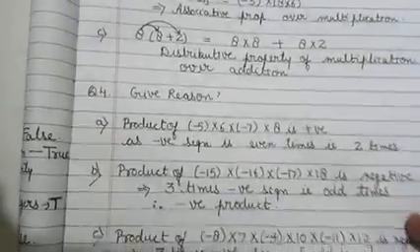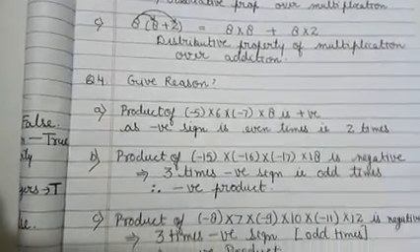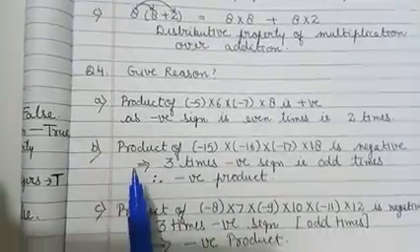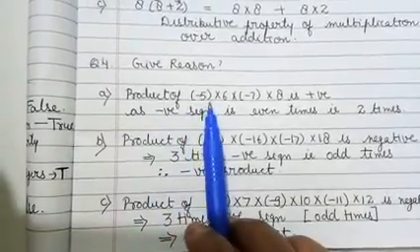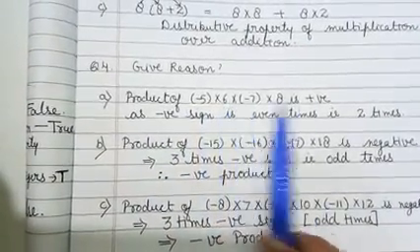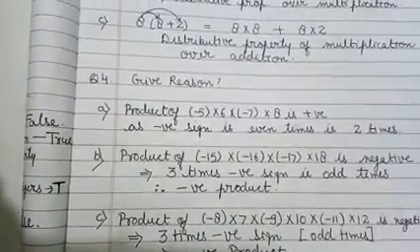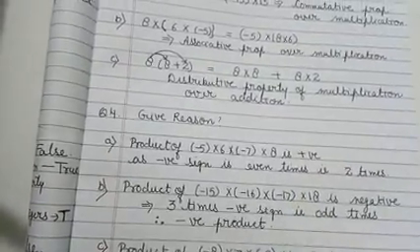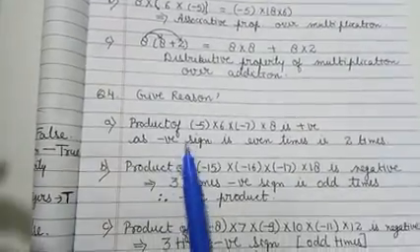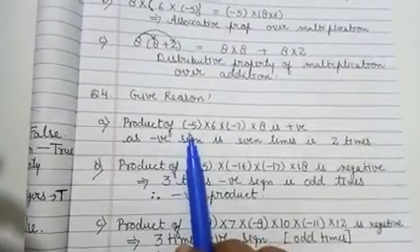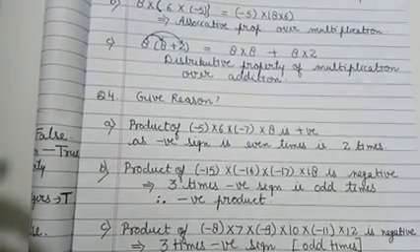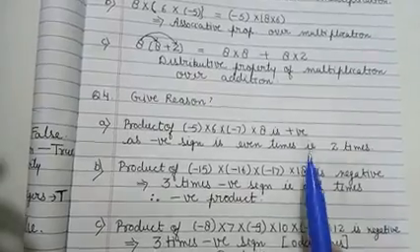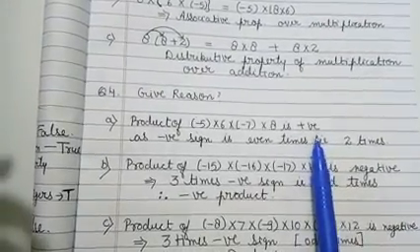Now give reasons. Now we have to tell why the sign is positive and why the sign is negative. This is question number 4. Product of -5 multiplied by 6 multiplied by -7 multiplied by 8 is positive. Why is the product positive, class, here? Because the negative signs are 2. Negative sign comes 2 times and 2 is an even number. So the product will be a positive product. The answer is positive.